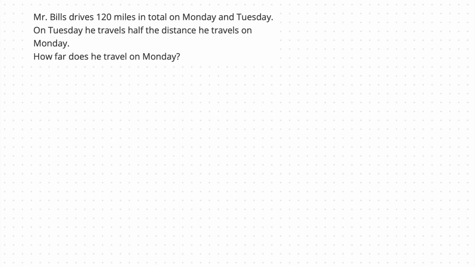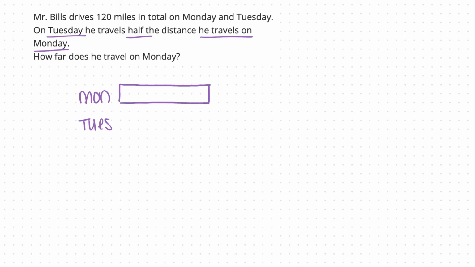So since Mr. Bill is traveling on 2 different days, we can write a label for Monday and a label for Tuesday. Since it says on Tuesday he travels half the distance he travels on Monday, that means Monday's bar is going to be the bigger one. And it's half the distance, so we have to divide Monday into half, so maybe about here. Then that means Tuesday is the same size as half of Monday.